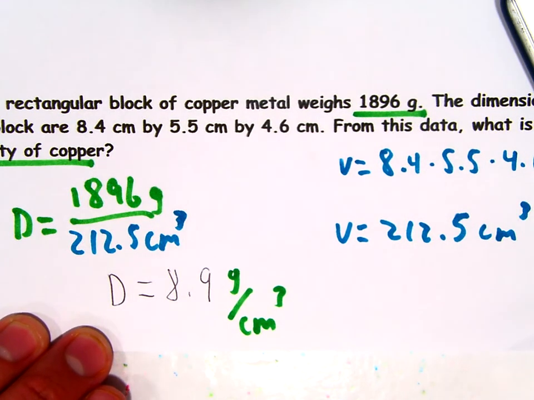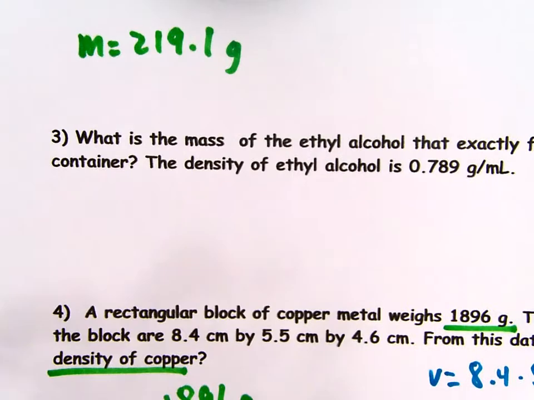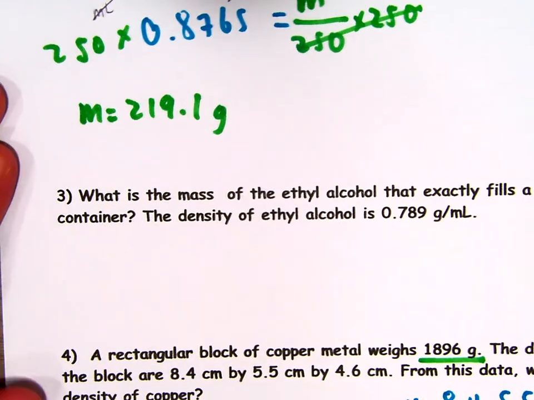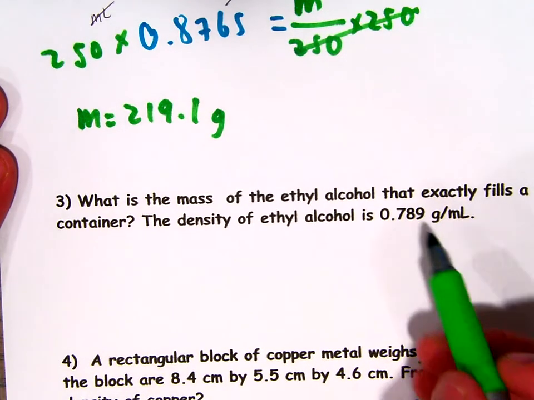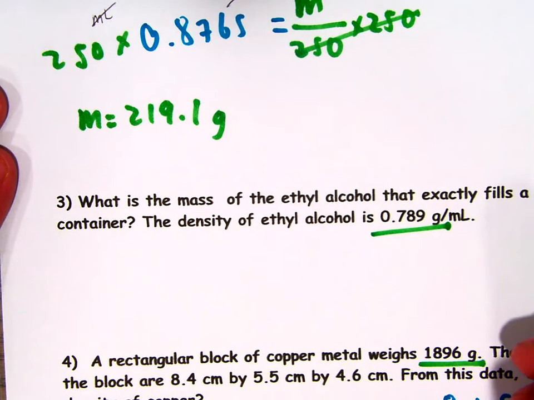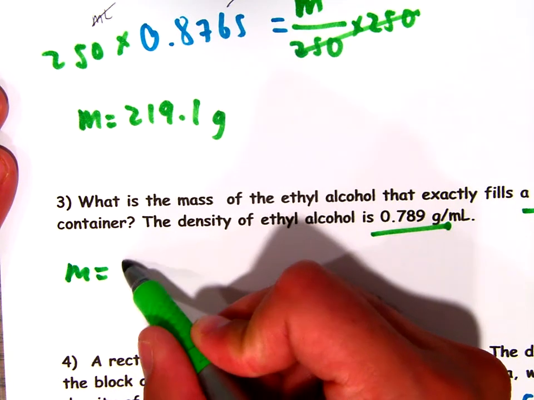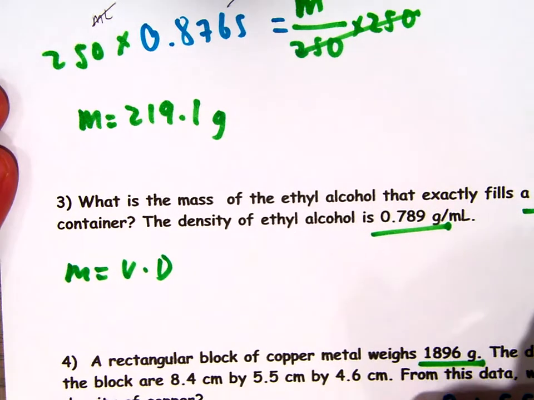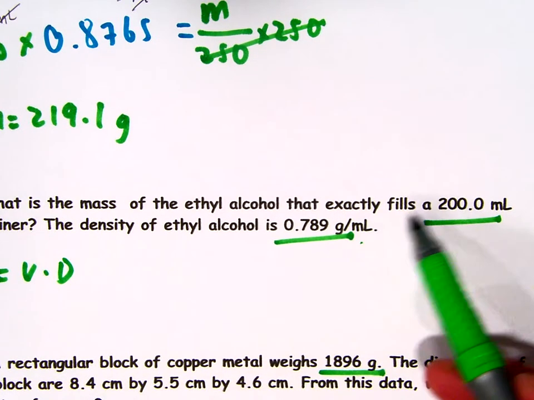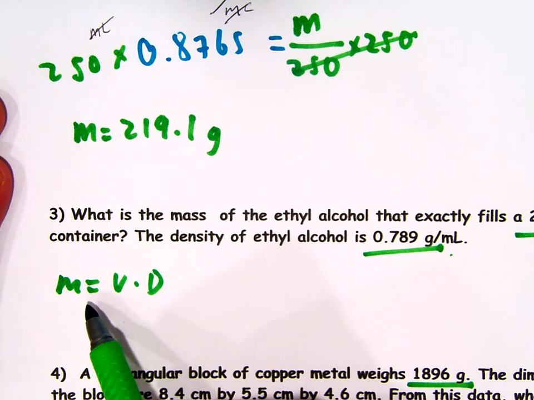I'll briefly go over how to do this third problem, but it's the same as the problem above. In this problem, we are given our density and we are given our volume. We know mass equals volume times density, so all I would have to do is multiply them. And my answer would be in grams because I am looking for mass.